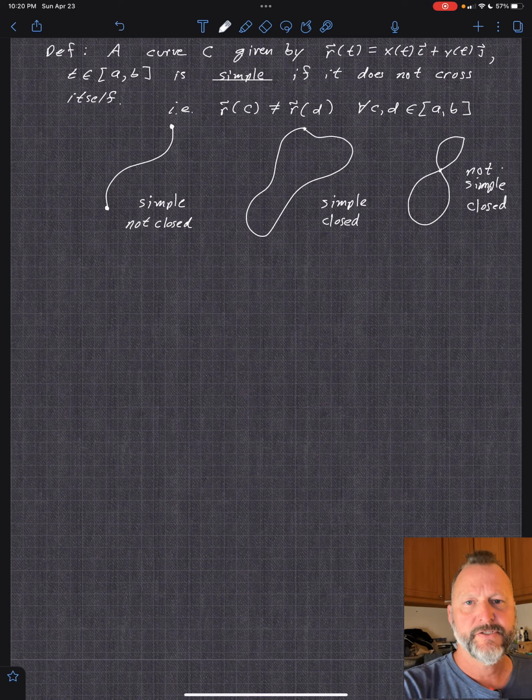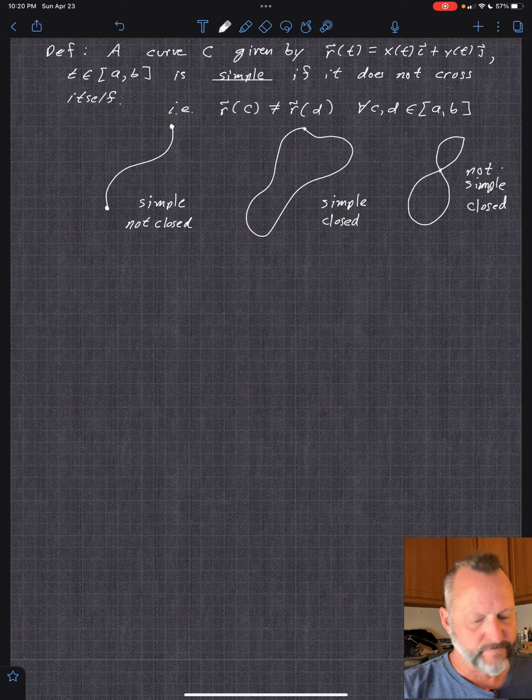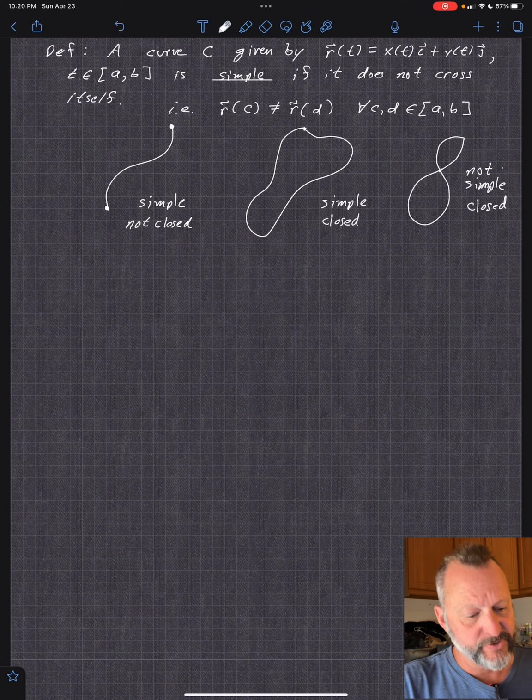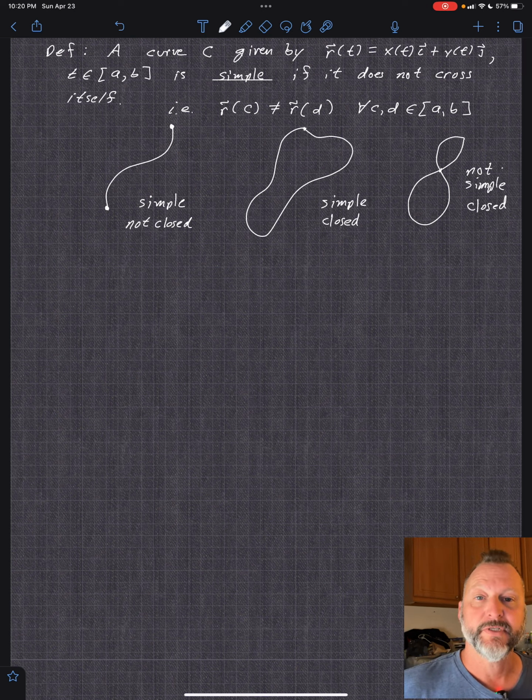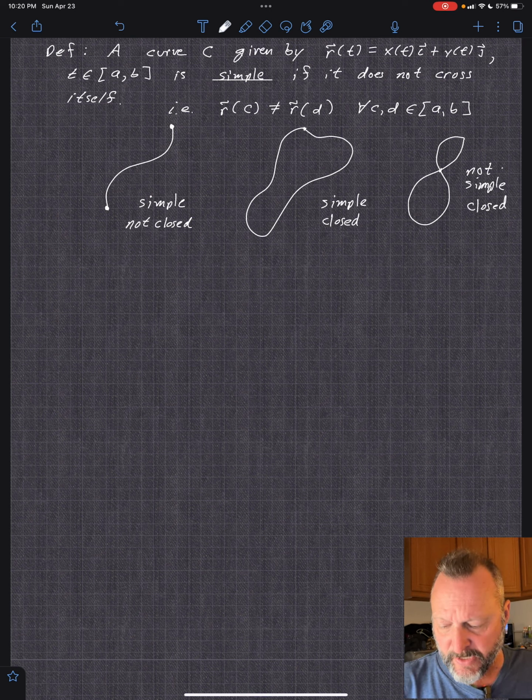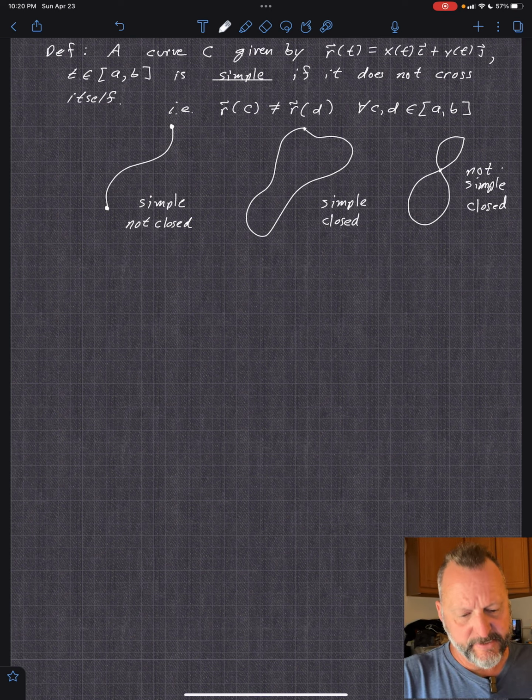Okay, so we are going to be interested in a simple closed curve, by the way. That's what we'll be looking for. Okay, let us continue.